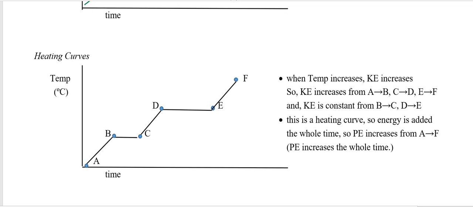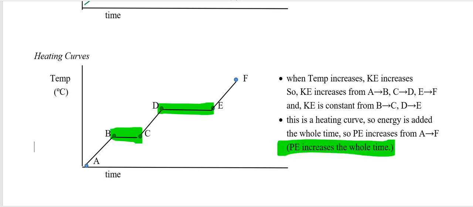Talk a little about kinetic energy. Kinetic energy increases as temperature increases. Potential energy increases the whole time you're heating. I have that written over here. Since it's a heating curve, potential energy is increasing the whole time. Kinetic energy relates to the motions of the particles. At the plateaus, the particles aren't moving any faster. They're moving differently, but not faster. So the kinetic energy is staying constant. Potential energy is absorbing heat energy. Potential energy definitely increases the whole time.